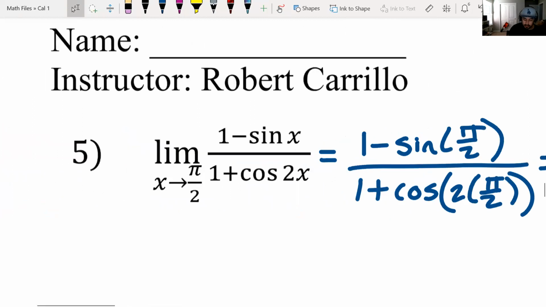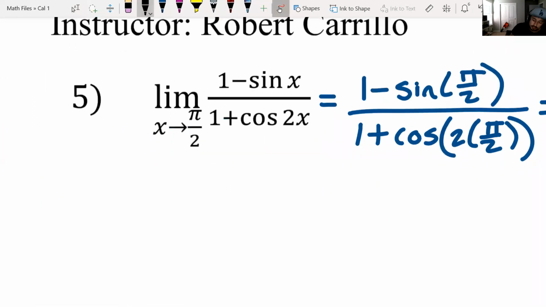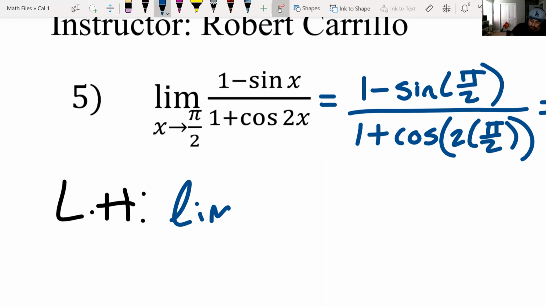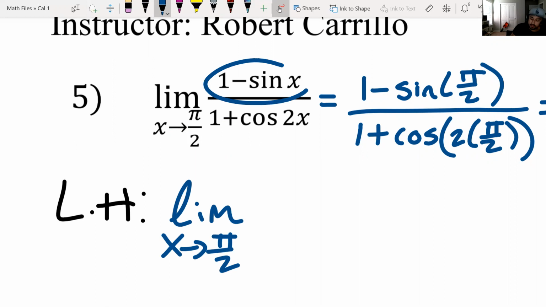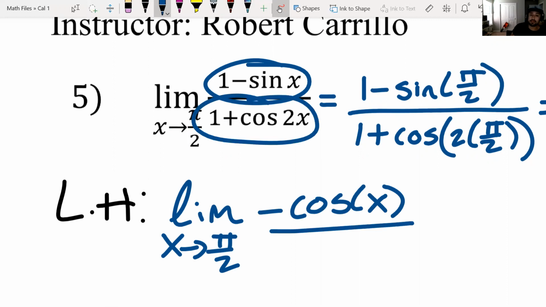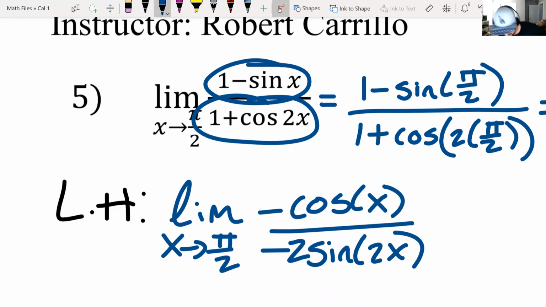Which means, you know what that means, we get to use L'Hopital. So, limit as x approaches pi over 2, derivative of numerator, negative cosine x. Derivative of denominator, we'll use chain rule, so negative 2 sine 2x.